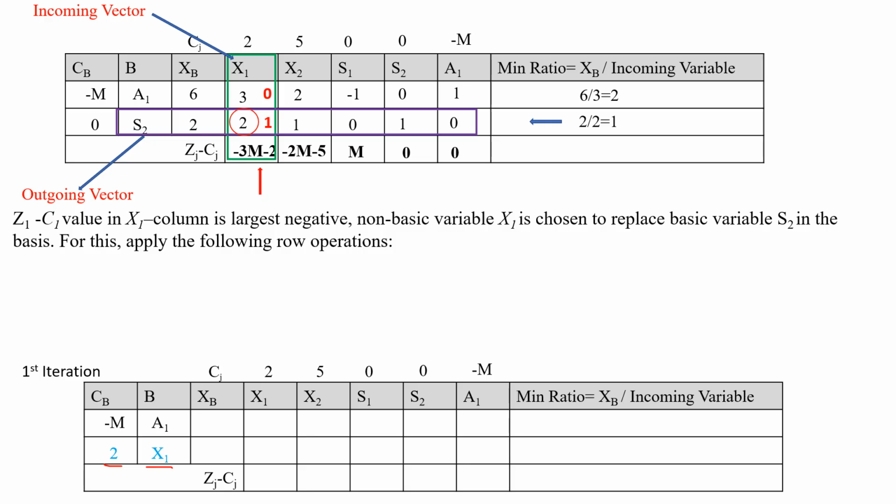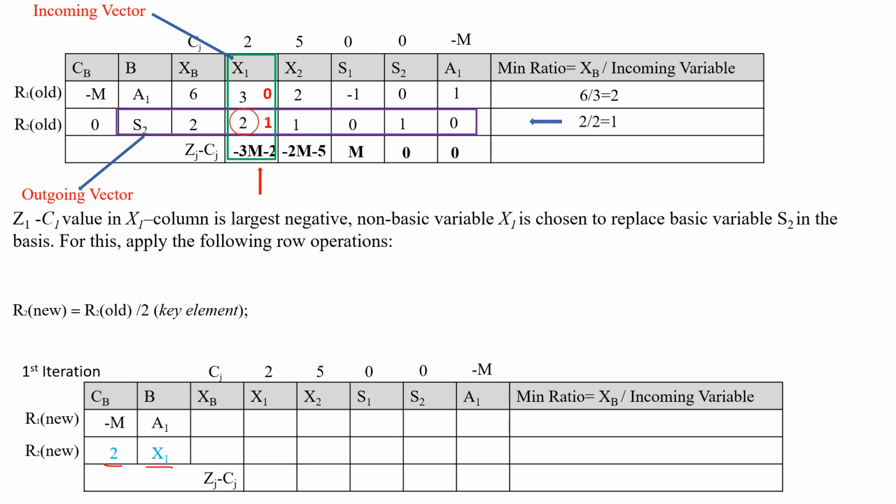So for this we have to do the following row operations, and here consider R1 old and R2 old are the row 1 and row 2 in the old simplex table, and R1 new and R2 new are the row 1 and row 2 in the new simplex table. So the first row operation is R2 new equals R2 old divided by the key element. Here the key element is 2. So R2 new equals R2 old divided by 2.